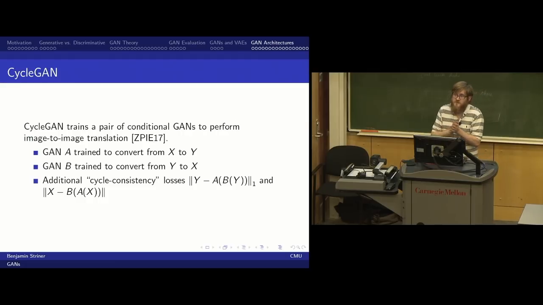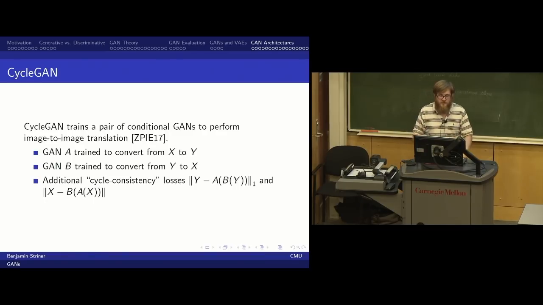CycleGAN. This one has some really cool results. It's a pair of conditional GANs for what they call image-to-image translation, which I thought sounded pretty funny the first time you say it, because what's image-to-image translation? But that's kind of in the style-transfer type things that people talk about. Basically, you have one GAN that's trained to produce output image type A from B, or B from A. So your first GAN goes from X to Y. Your second GAN goes from Y to X.